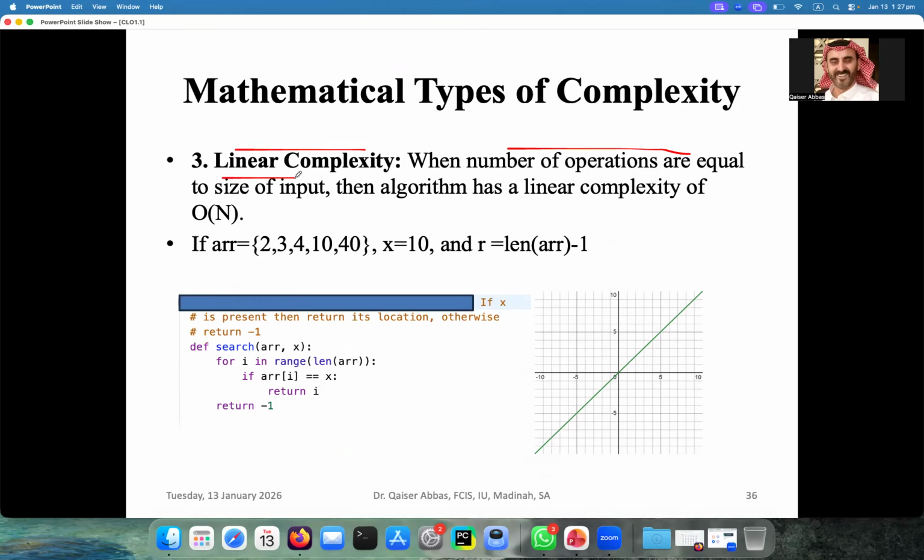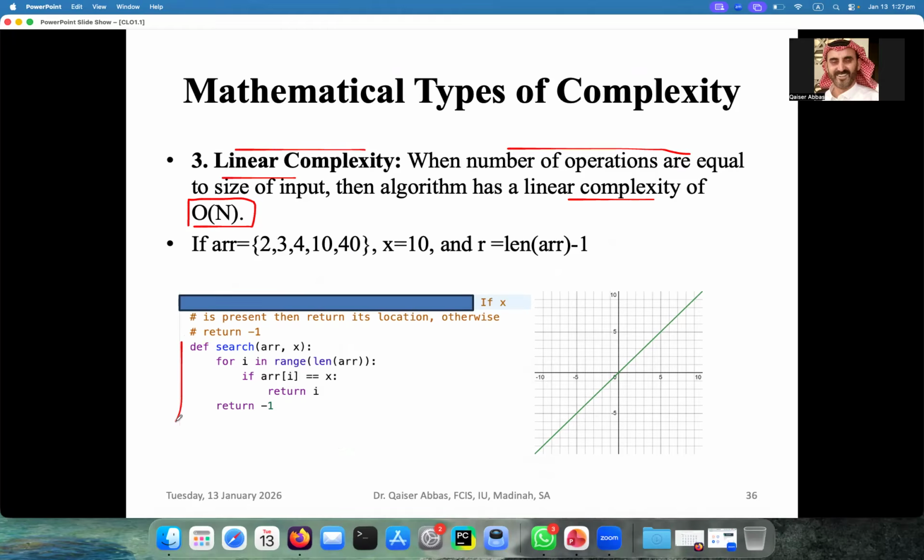This is the definition. When the number of operations in an algorithm is equal to the size of the input, then that algorithm will have linear complexity, order of n. And how can we represent it? We can represent it as order of n.